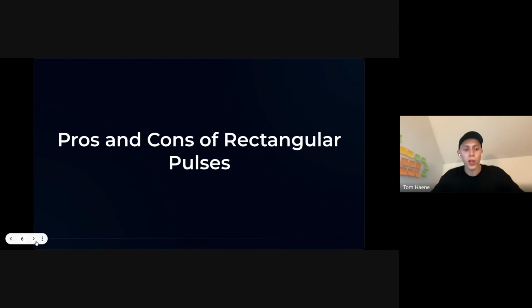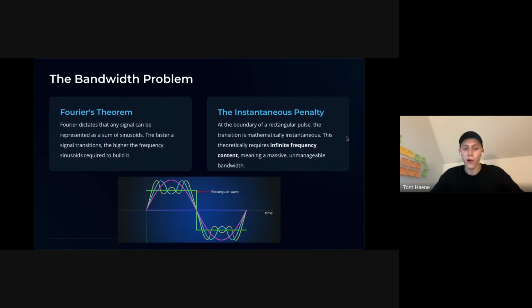So what are the pros and cons of this? I've just taught you about one method. The first is bandwidth. This is the big problem with square pulses. And I'm going to assume you guys haven't seen Fourier analysis yet, because some of you might and some of you might not. So I'm just going to assume no one's seen it.